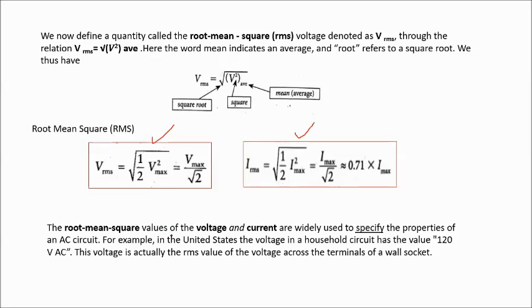So the root mean square values of the voltage and current are widely used to specify the properties of an AC circuit. For example, in the US, the voltage in a household circuit has the value of 120 volts AC. So this voltage is actually the RMS value of the voltage across the terminals of the wall socket. So yung VRMS, yan ang nasa wall socket natin. Sa US, 120. Sa atin dito is 240.